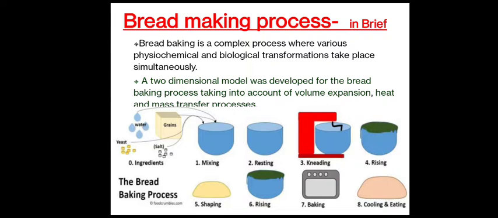Bread making is a complex process where various physicochemical and biological transformations take place simultaneously. A two-dimensional model was developed for the bread baking process, taking into account volume expansion, heat, and mass transfer processes. This is a flow chart. First is mixing of yeast, water, salt, grains, or flour in a mixing tray. Next is resting. Next is kneading. In kneading, we prepare the dough.